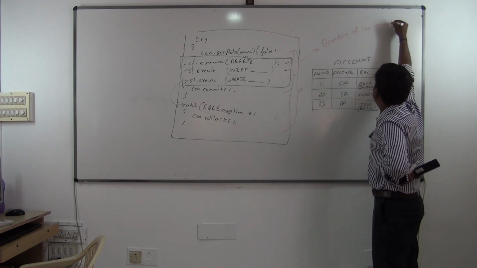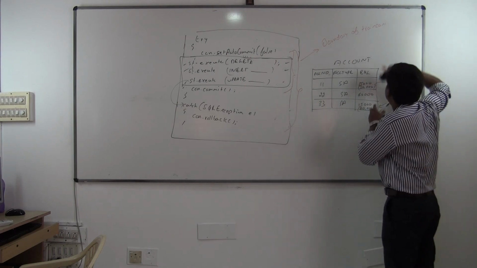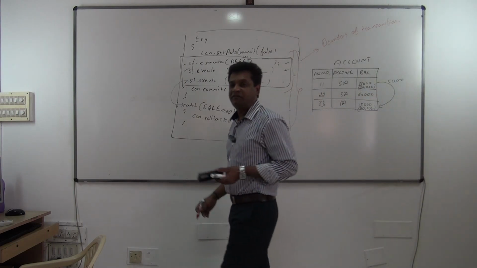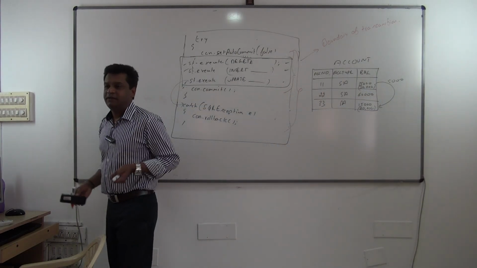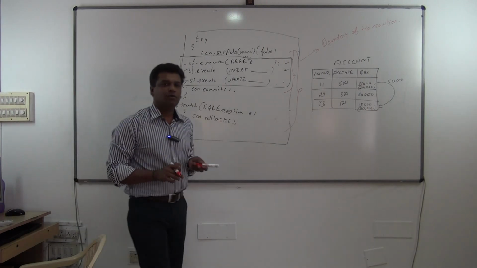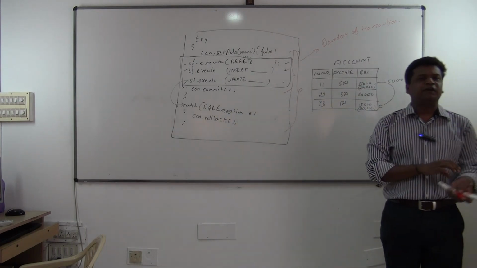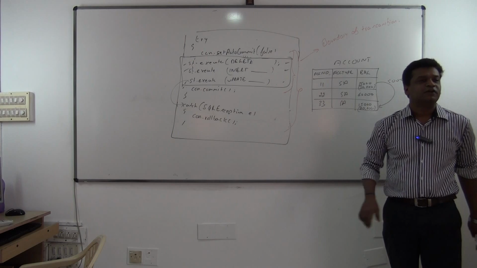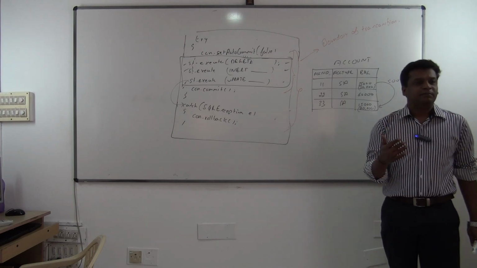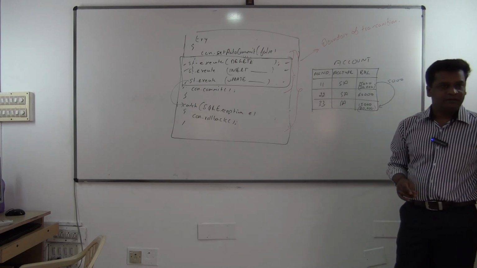Now what do you mean by boundary of transaction? The begin and end of a transaction is called the boundary of transaction. That's the boundary. Very important interview question: what is the boundary of transaction? The begin and end of the transaction is called the boundary of transaction. So a transaction always begins and ends with either commit or rollback.